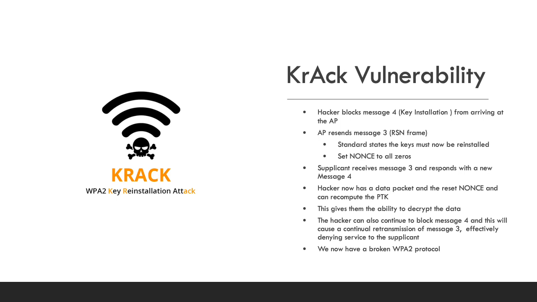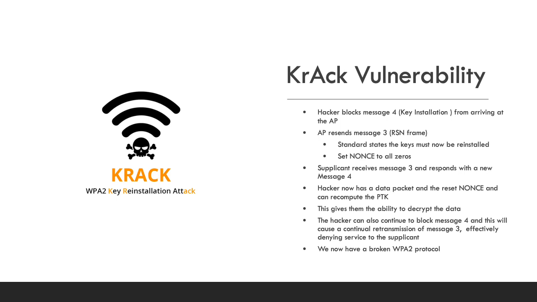For this to be able to be exploited, a hacker needs to really be able to set up a man-in-the-middle attack. Now, for any hacker or pen tester worth their salt, this is not going to be very hard to achieve. Now, if we remember back to the four-way handshake, message 3 and 4 are basically acknowledgement frames. So what the hacker does is they'll intercept frame 4 and block it from arriving at the access point. Now, under the standard, the access point must then resend frame 3, and also states that new keys must be installed, and it sets the nonce to all zeros.